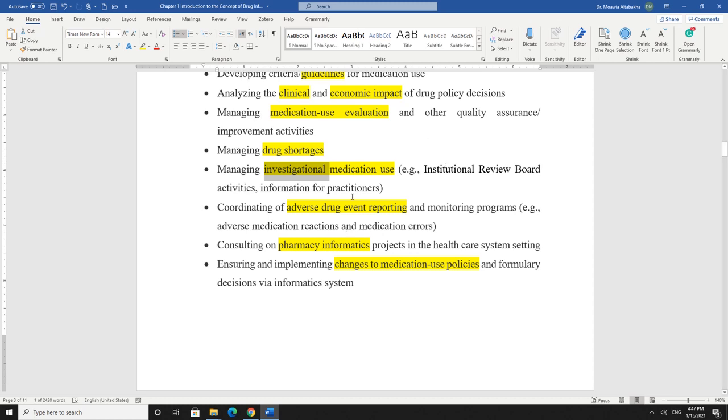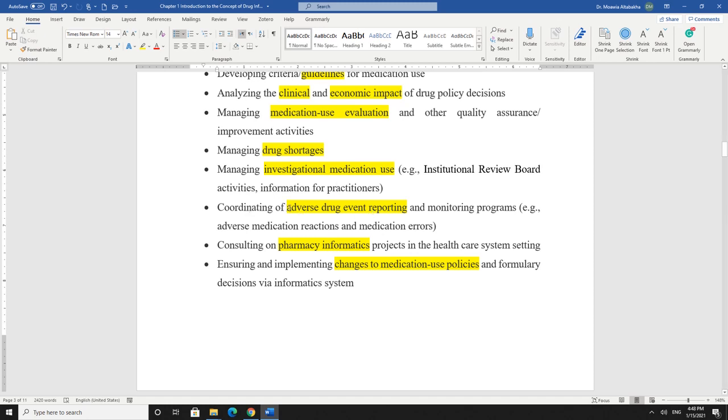So the institutional review board will review the trial protocol and the drug itself, and see whether it meets ethical standards or not. You might also give such information about investigational medication use to practitioners. For example, a practitioner can ask you, is there any new vaccine for COVID-19? That is under investigation, other than the Chinese and the Pfizer and the other vaccines.